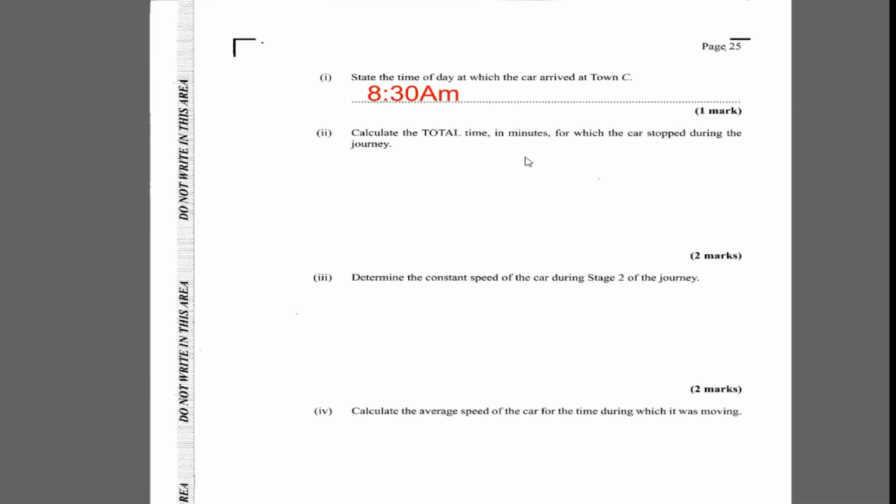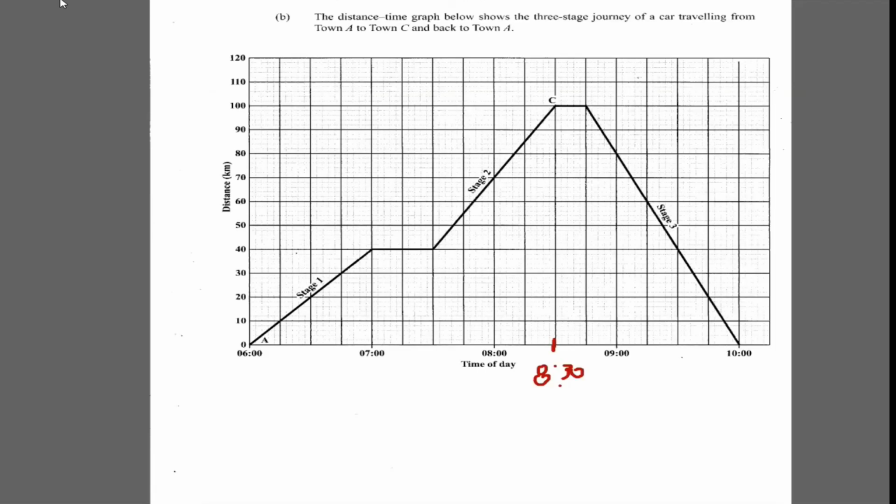It says calculate the total time in minutes for which the car stopped during the journey. As you can see, the car stopped right here. They just sat right here, so they weren't covering any distance. The car stopped for 30 minutes here, and the car also stopped for 15 minutes here.